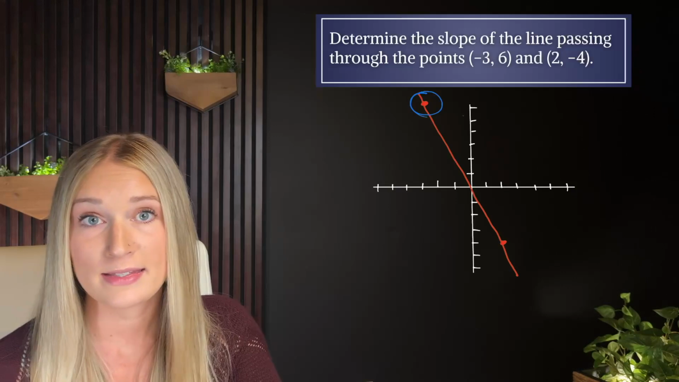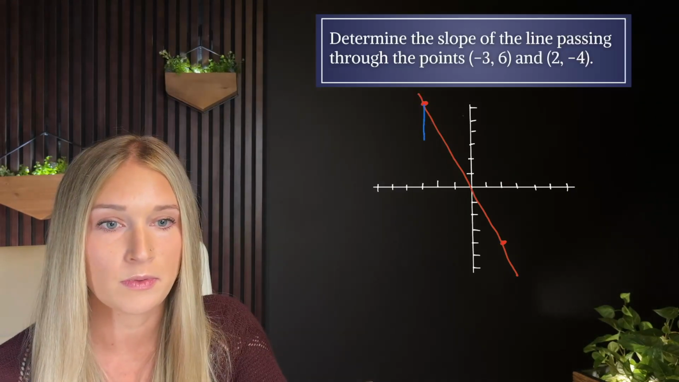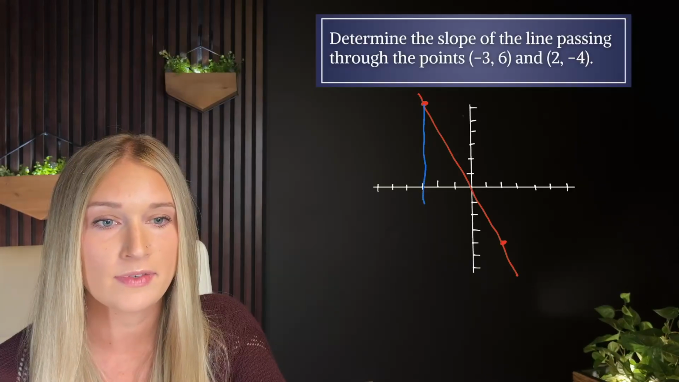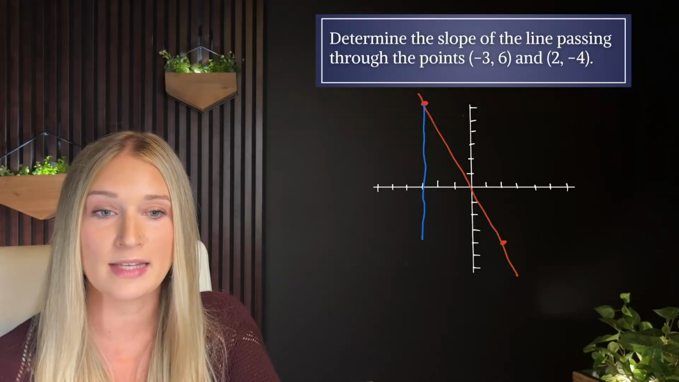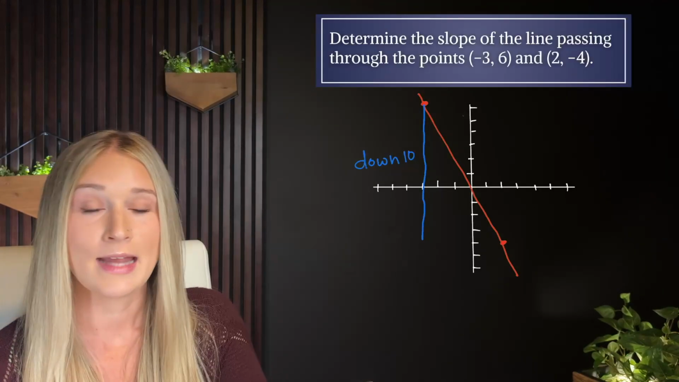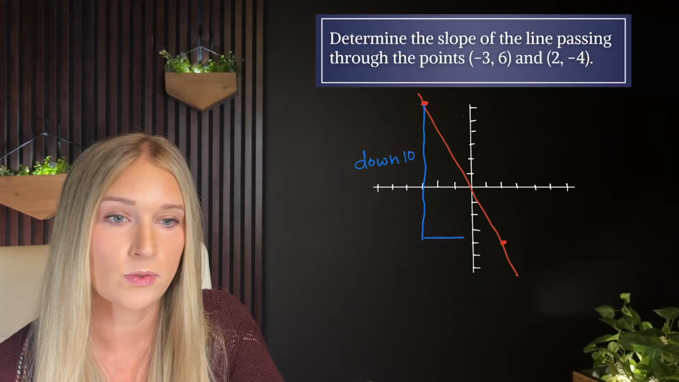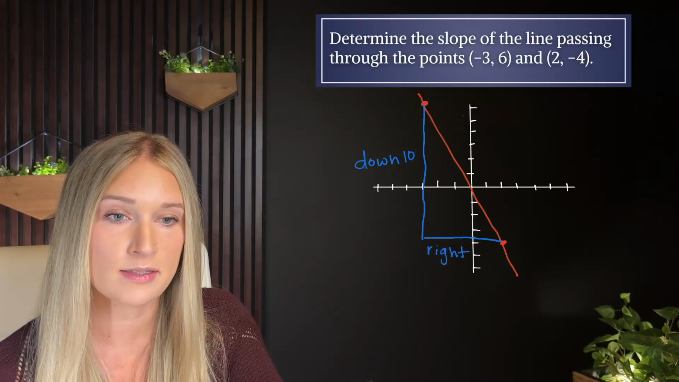To get to that second point, I need to go down 1, 2, 3, 4, 5, 6, 7, 8, 9, 10. So I went down 10 units. Now I'm going to go to the right. 1, 2, 3, 4, 5. I go to the right 5 units.